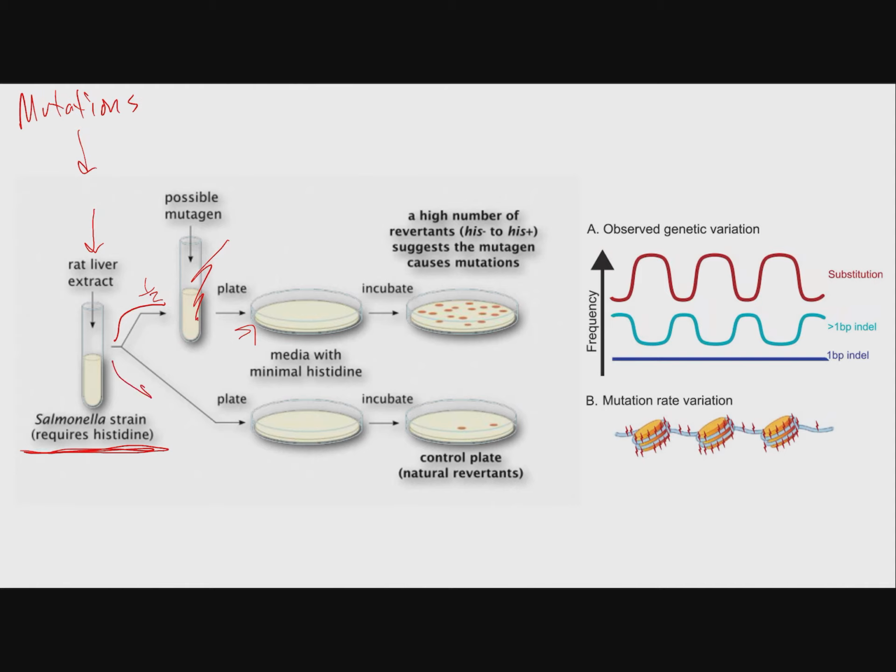You take the other half of those histidine-requiring Salmonella and you just plate them on a plate. Both of these plates have no histidine, or very little histidine, so they shouldn't be able to grow. Now you wait. In both cases, you're going to get some growth. You're going to get some cells in here that actually mutated back to working again.